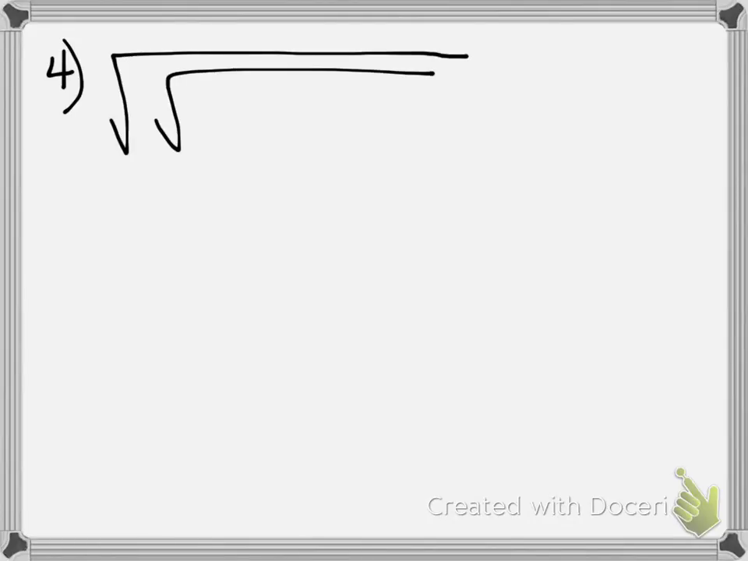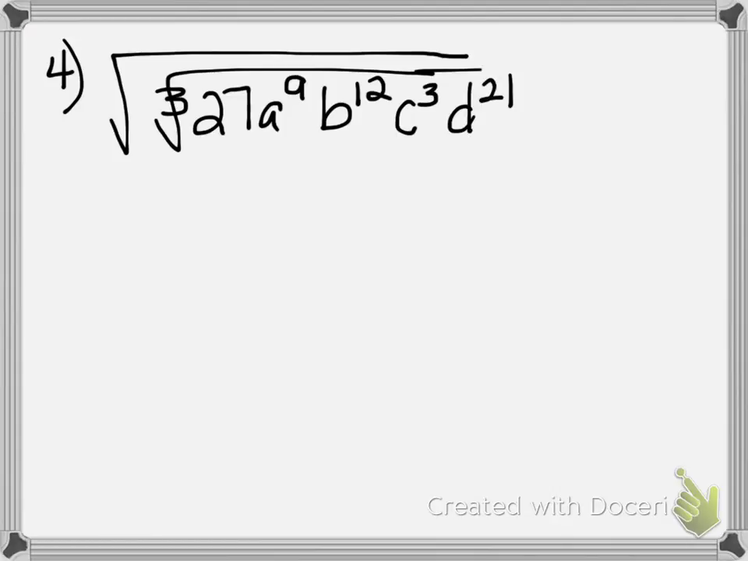So our fourth problem that we have here, and again the directions are just to simplify. I have the square root of the cube root of 27 a to the 9th, b to the 12th, c to the 3rd, d to the 21st.